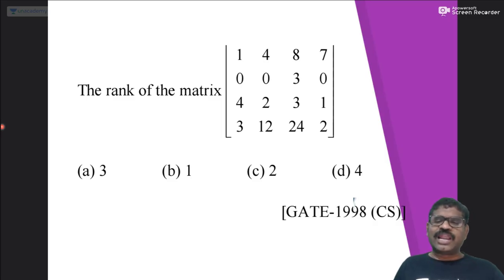The given matrix is 1487, 0030, 4231, 3122 42. First you have to write the given matrix.